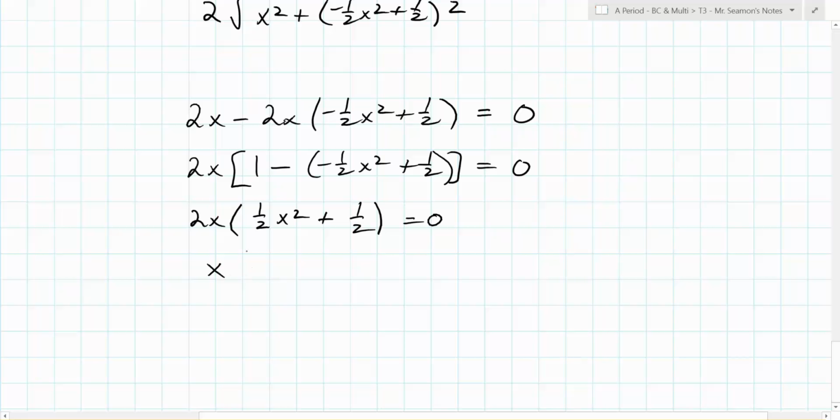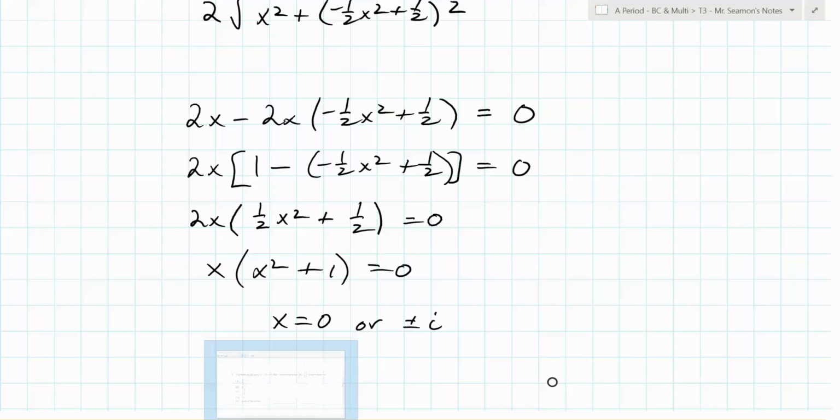So what do I get here? x times x squared plus 1 is equal to 0. So x equals 0 or what? Something imaginary, plus or minus i. So we're in the real number plane, right? So what's our answer so far? What do we think it is?